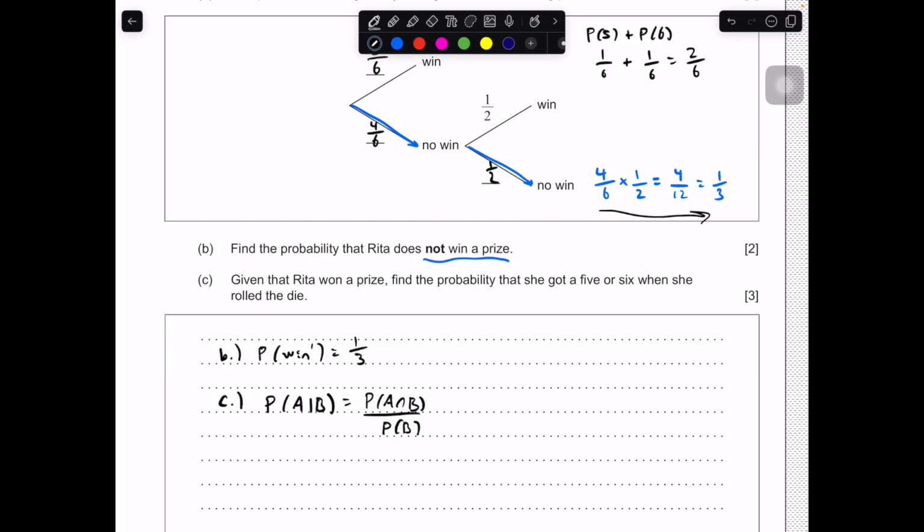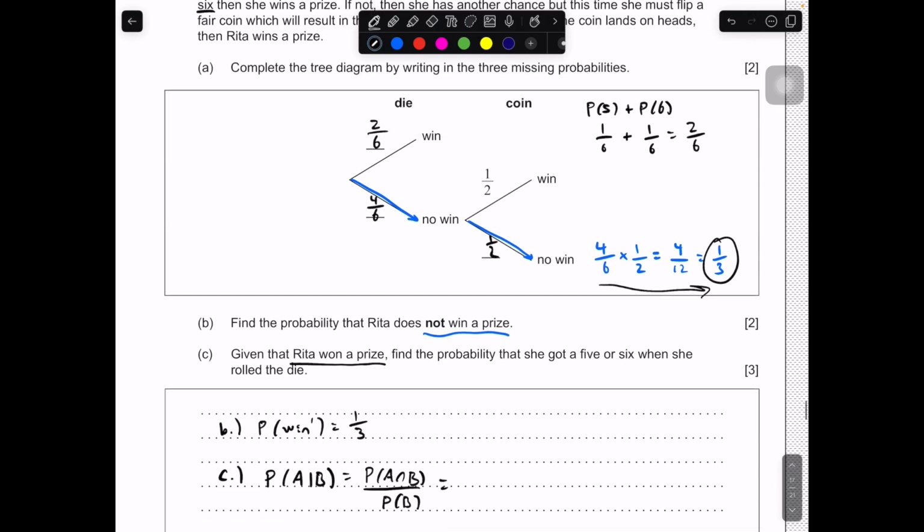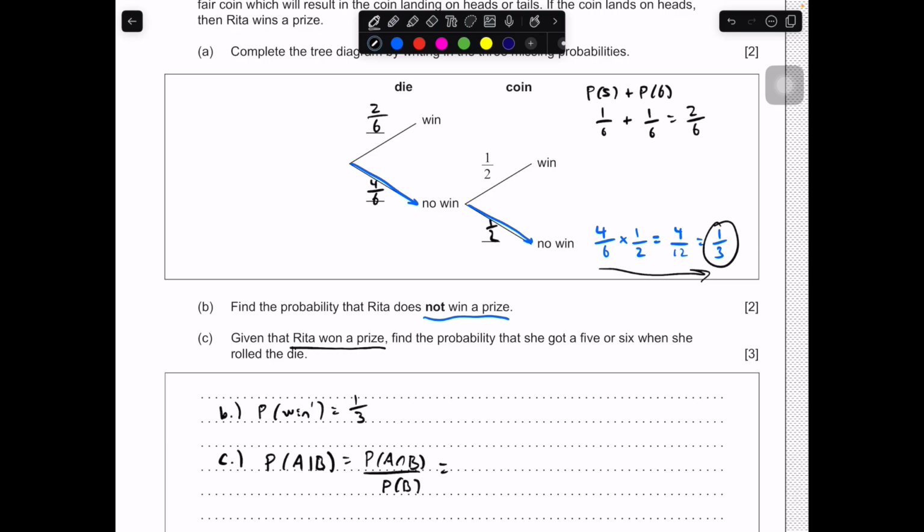So given that Rita won a prize, what happens? She wins a prize 1/3 of the time. Oh no, sorry, she doesn't win a prize. She does not win a prize 1/3. So what can we say? If she loses 1/3 of the time, since she can either only win or lose, we know that everything else must be her winning. So she wins 2/3 of the time. 1 minus 1/3 is equal to 2/3. This is her losing. She loses 1/3. She can either win or lose. The remaining times she wins, so she wins 2/3 of the time. So given that Rita won a prize, she wins 2/3 of the time.